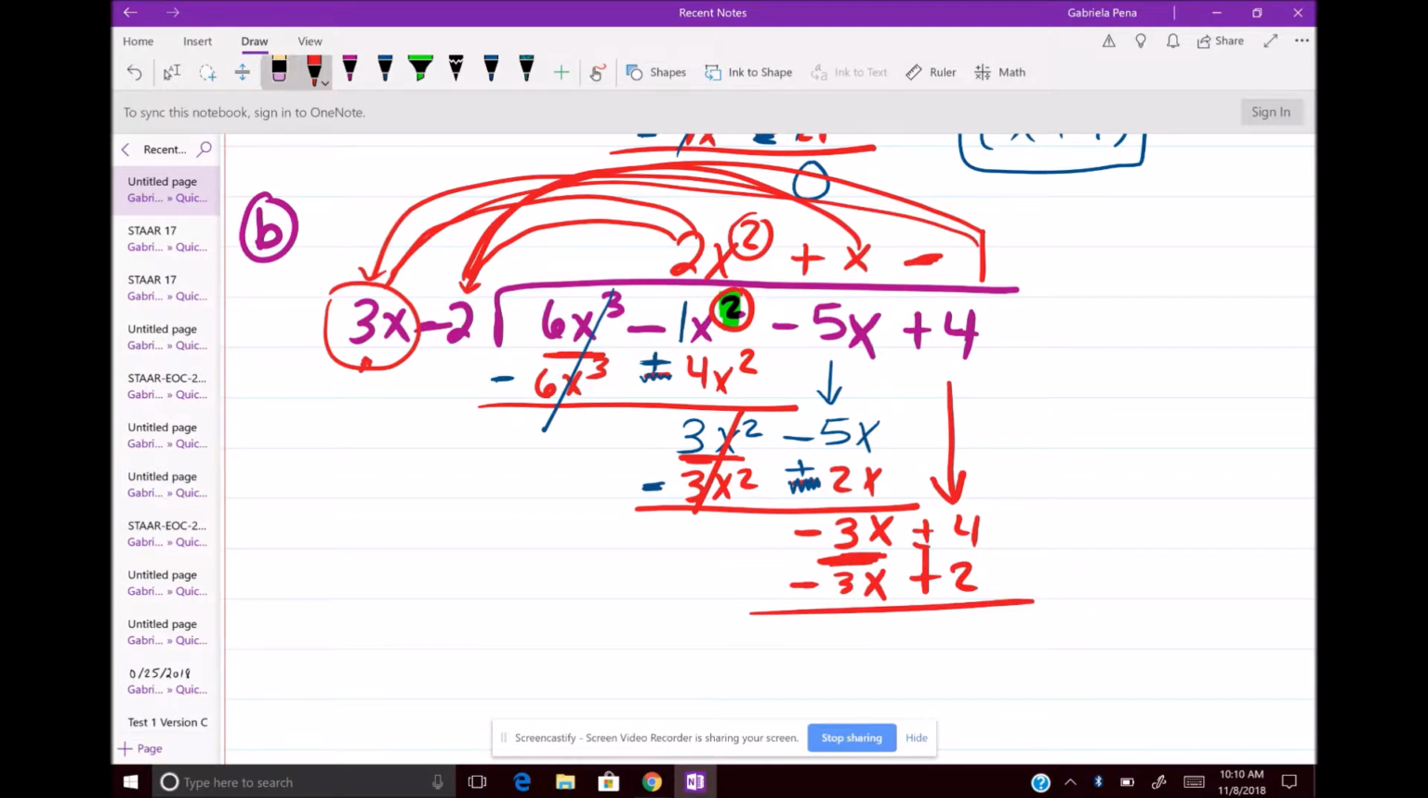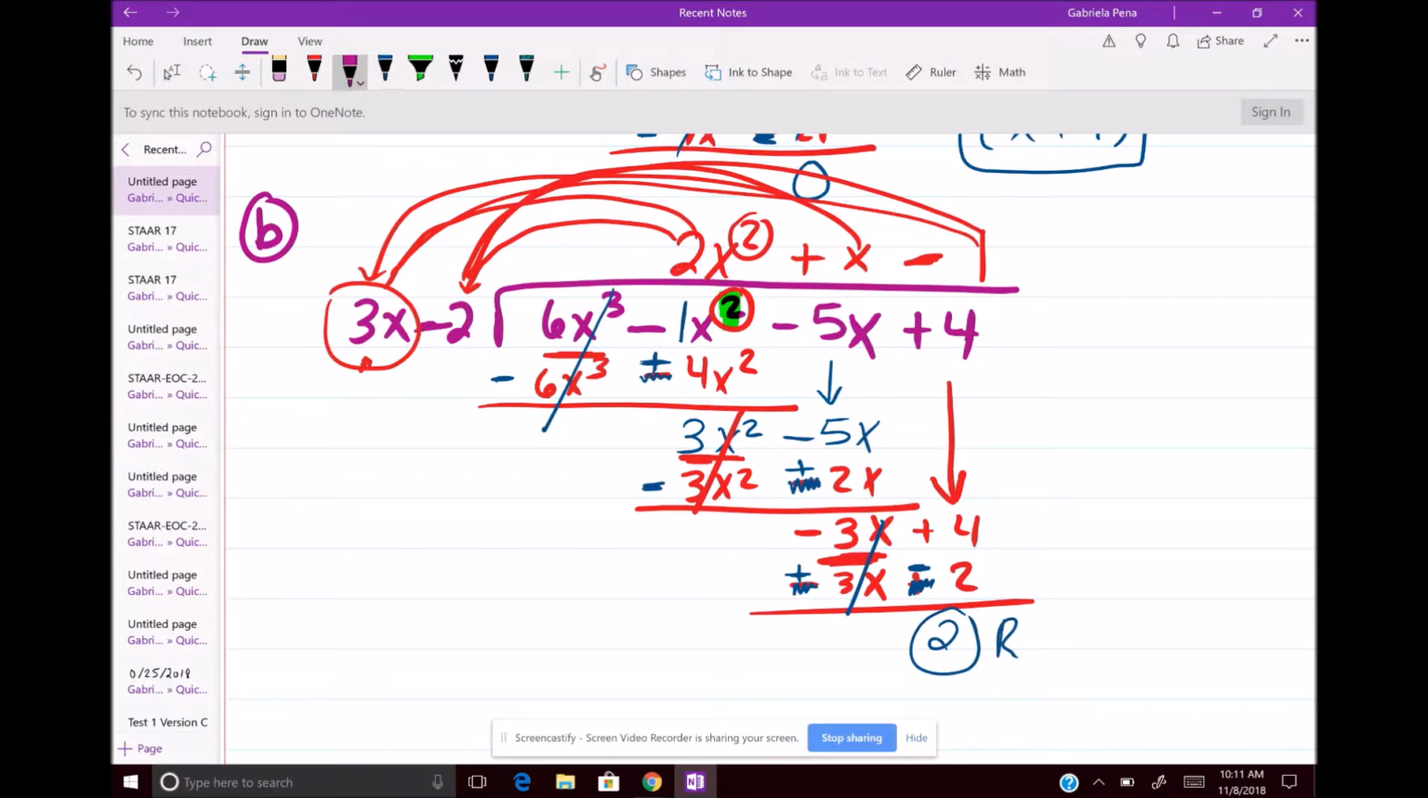Oops. So it is a positive 2. But because you put the minus, this now becomes a positive, and this now becomes a negative. Do these cancel? Yes. What happens here? What's 4 minus 2? 2. So this guy is your remainder.